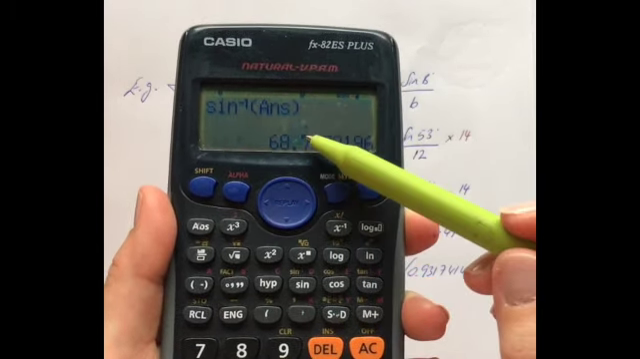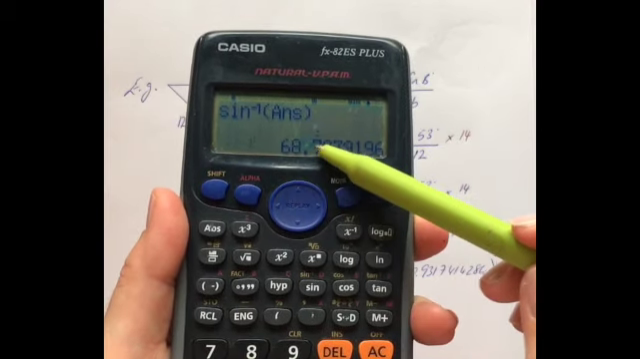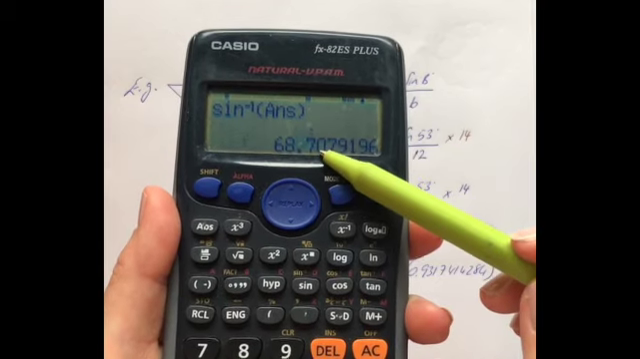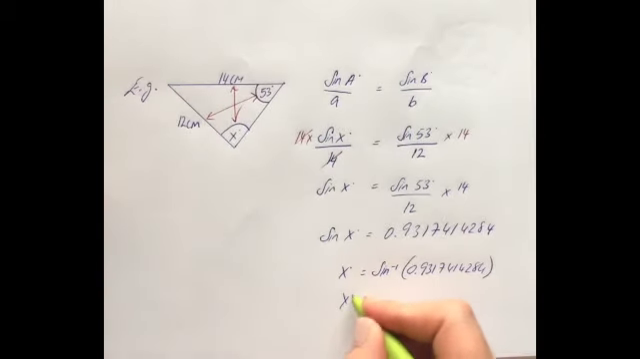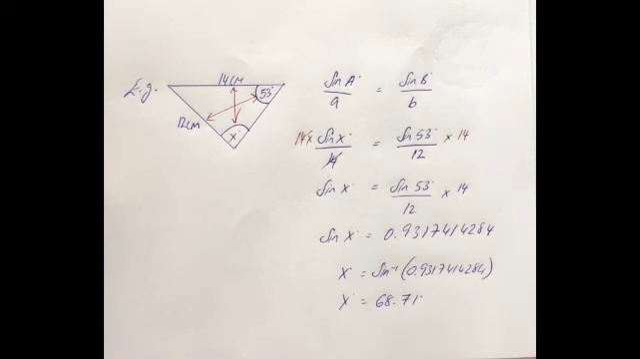So 68.7079. I'll do 2 decimal places, so 68.70. Look at the number after always, that's a 7, that means it's going to make the 0 bump up. So I'm going to end up with 68.71 degrees.